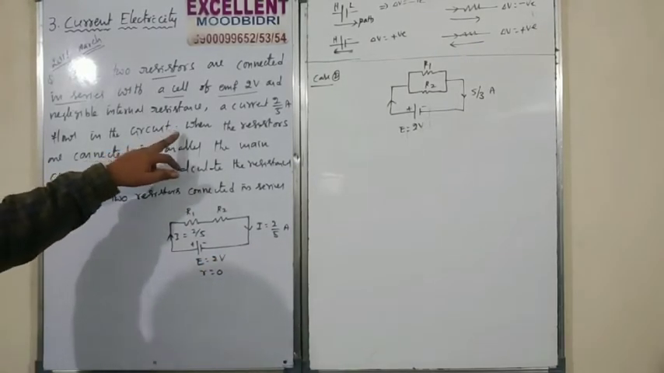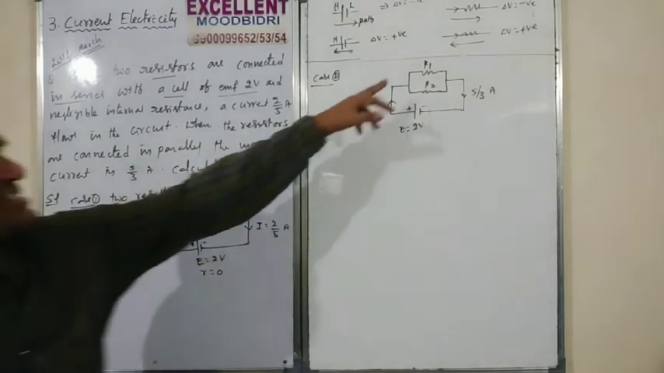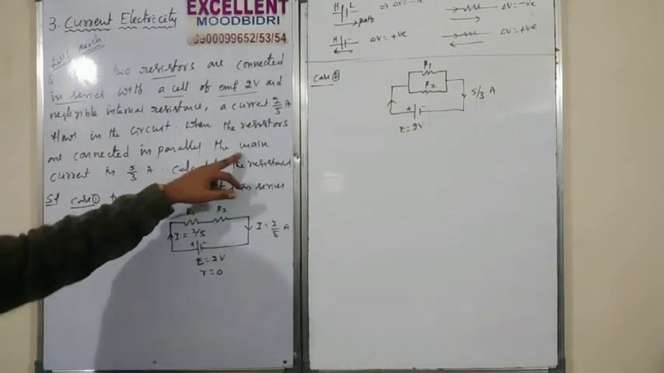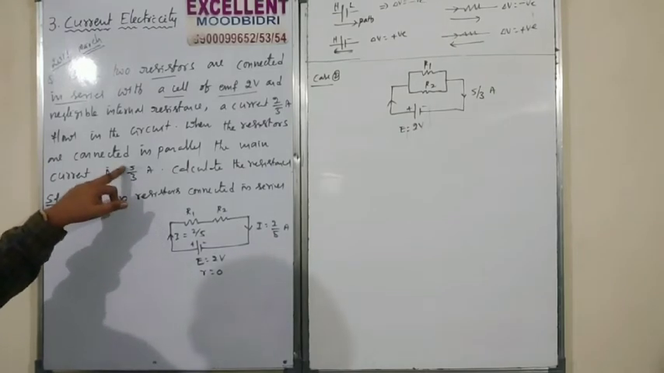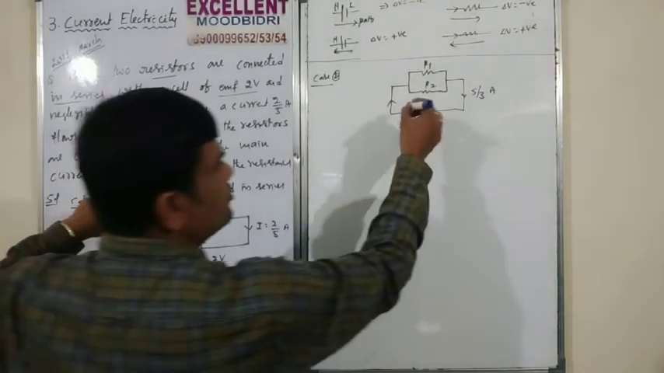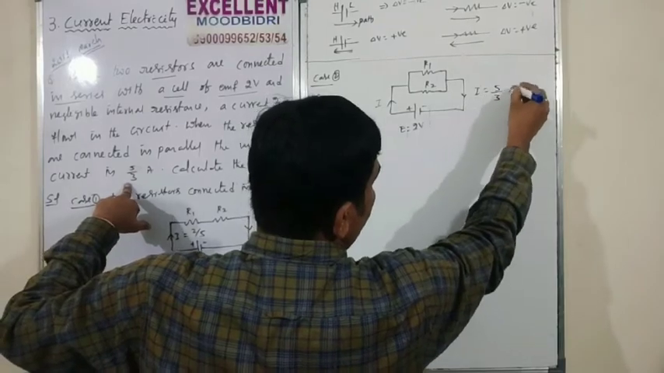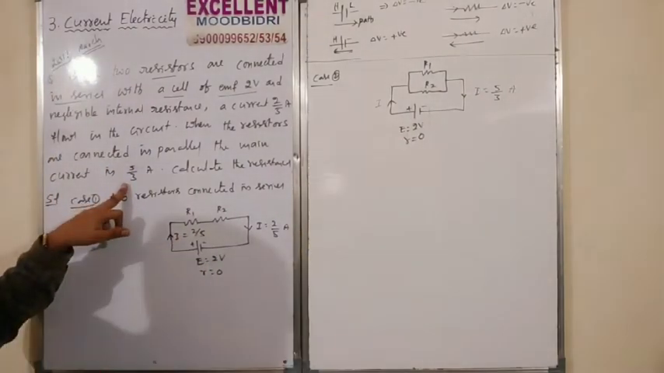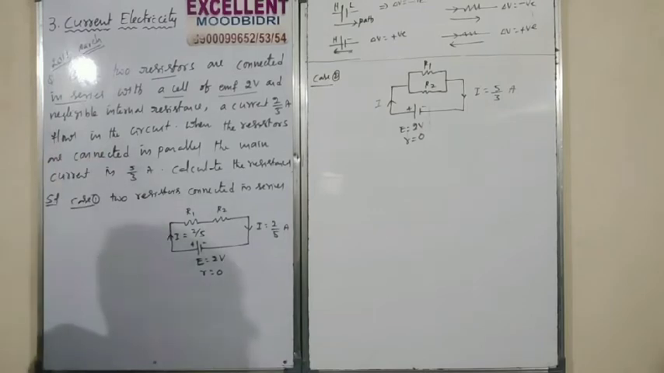Next, when the same resistors are connected in parallel combination with the same battery, in that case the main current, not I1, I2, I is equal to 5 by 3 amperes. Here also internal resistance is negligible. Same battery only, I did not change. Calculate the resistances. R1 is equal to, R2 is equal to what?